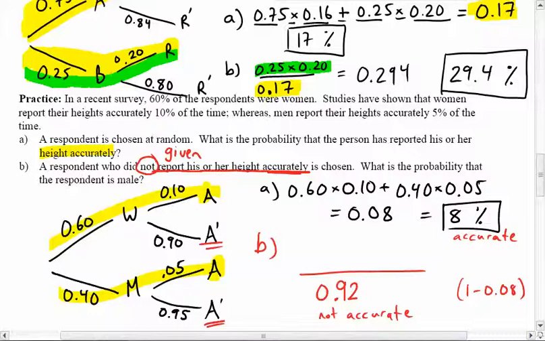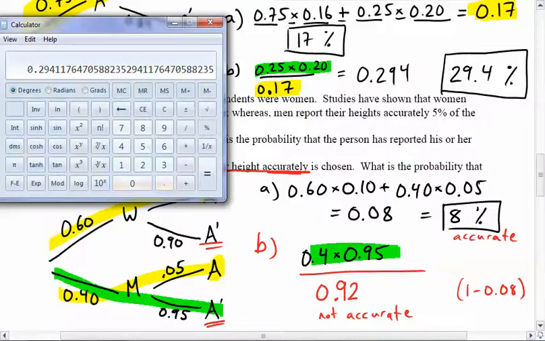Okay, and we want to know, out of all the not accurate people, which ones are not accurate and male? These ones. So which ones are not accurate and male? So not accurate and male is 38%. Out of 92 is a total of 41.3%.